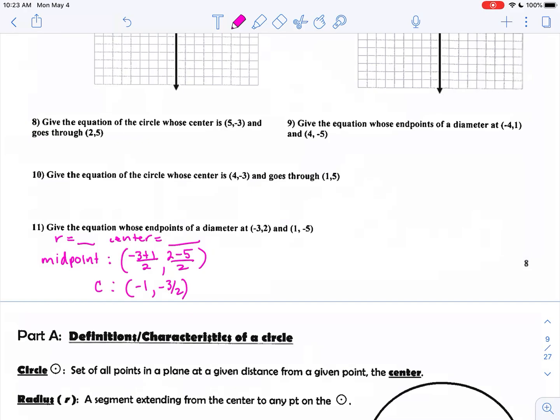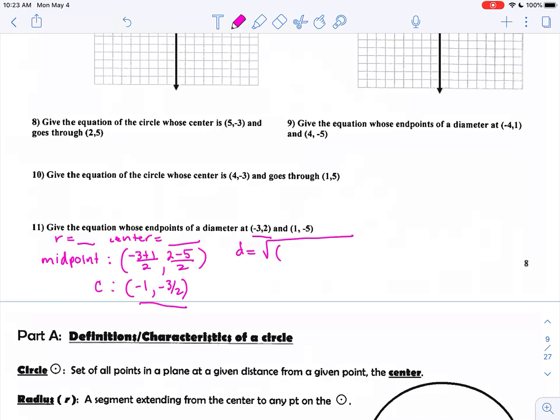For the radius, we can either find the distance between the endpoint of the diameter and the center, or just find the length of the diameter using the distance formula, d for diameter or distance, and then divide it in half. So I'm going to go ahead and do the length of the diameter.